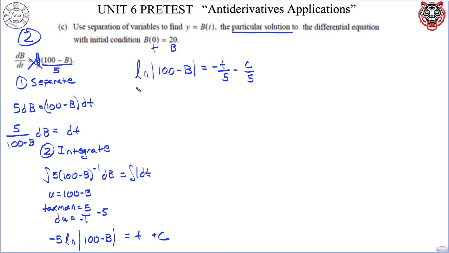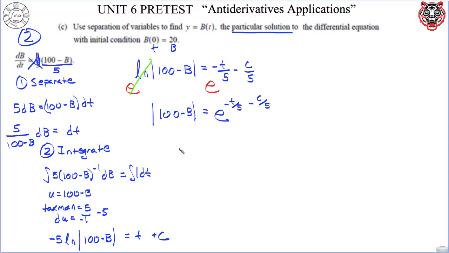exponentiating both sides. So e to the power of this is equal to e to the power of all of this. So I'm doing e to the power of all this is equal to e to the power of all this. And what's going to happen is the e and the natural log will cancel each other out. And I'm just left with the absolute value of 100 minus b is equal to e to all of this. I'm just rewriting negative t over 5 minus c over 5.